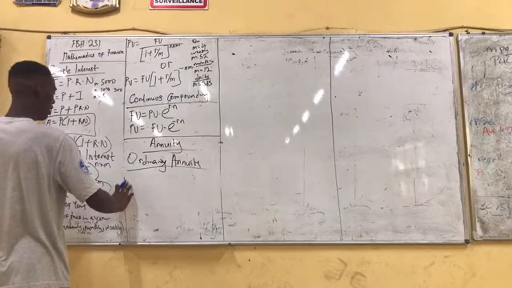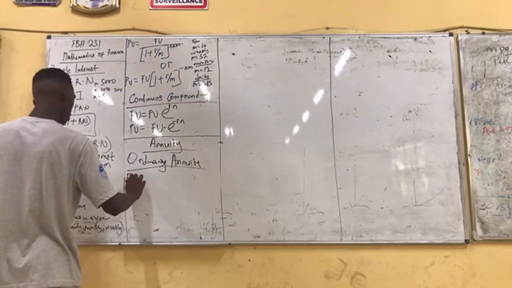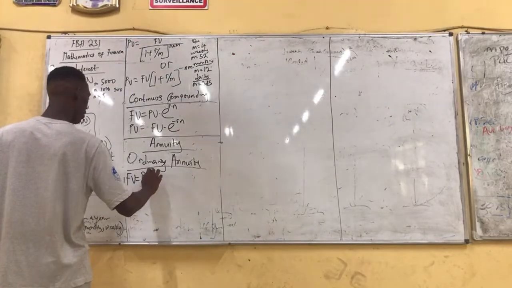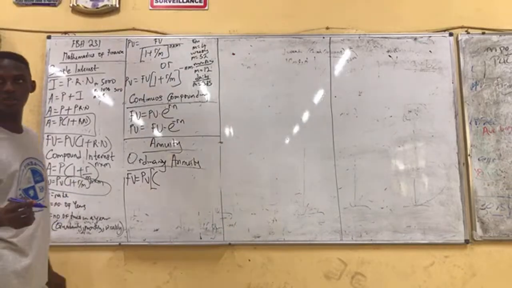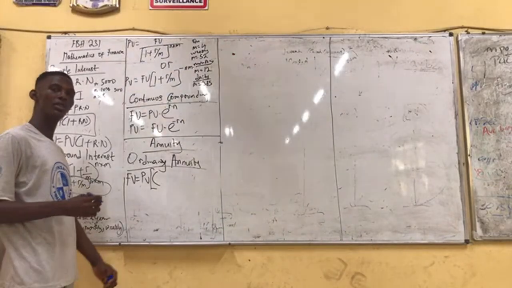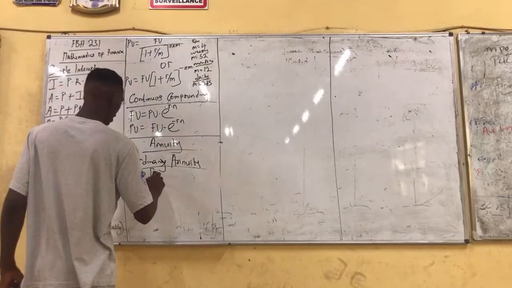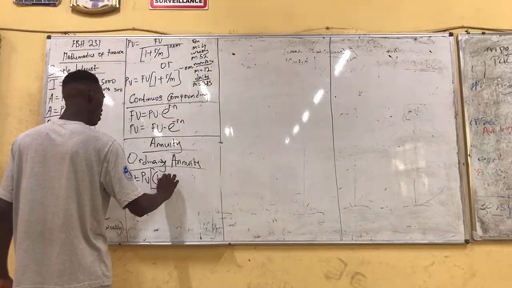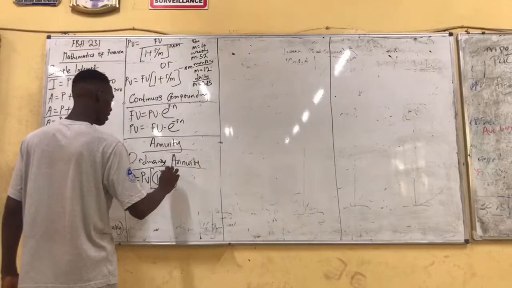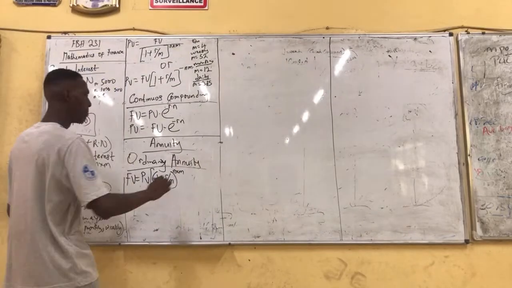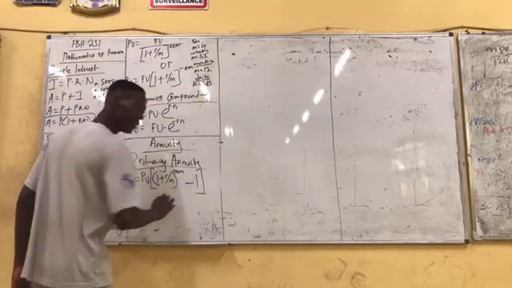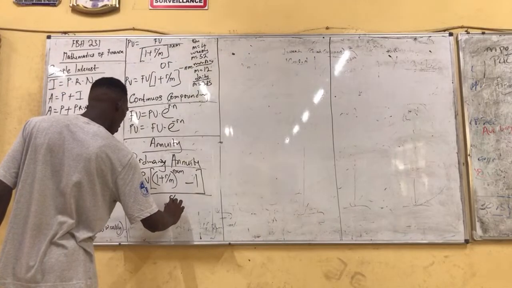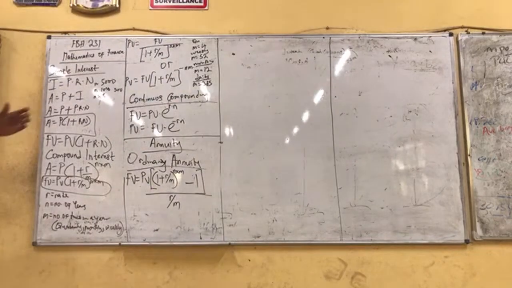So I'm using the same values. Future value is equal to your present value, open bracket. Now be careful with brackets, especially when you are using a calculator. For those doing CBT, be careful with your calculator. So it's your bracket sign, 1 plus R over M, close bracket, to the power of n times M, minus 1, close bracket, everything all over R over M. So that's the formula for your ordinary annuity.